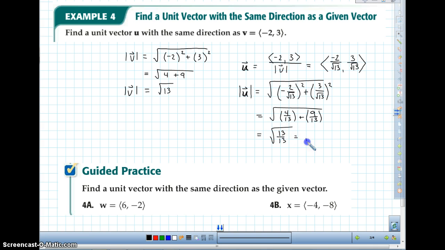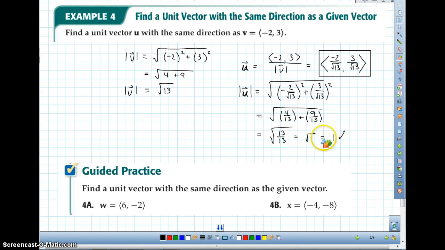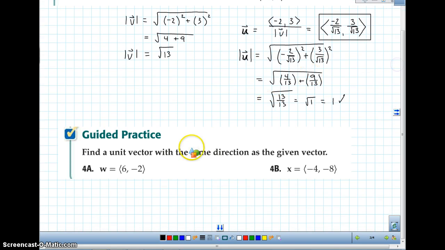And the square root of 13 over 13 is the square root of 1, which is 1. So yes, this is a unit vector, we did it correctly, and this would be our actual answer. This was just a check to see that we got it right. Okay, find the unit vector for 4a and 4b on your own.